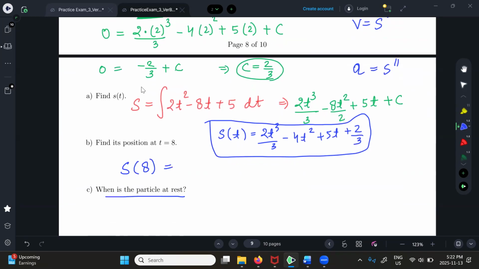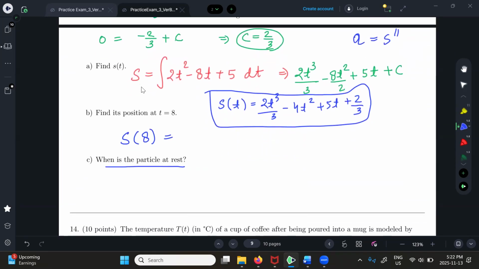When is the particle at rest? It's asking you when the velocity is 0. This means velocity is 0. Solve for t. Yeah, this is the whole function, right? You have to plug in 8 everywhere and solve it.